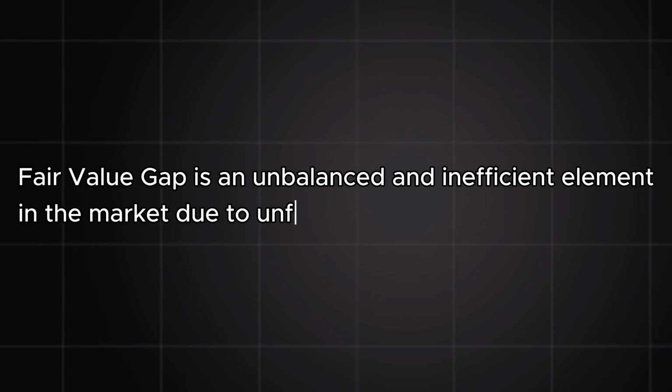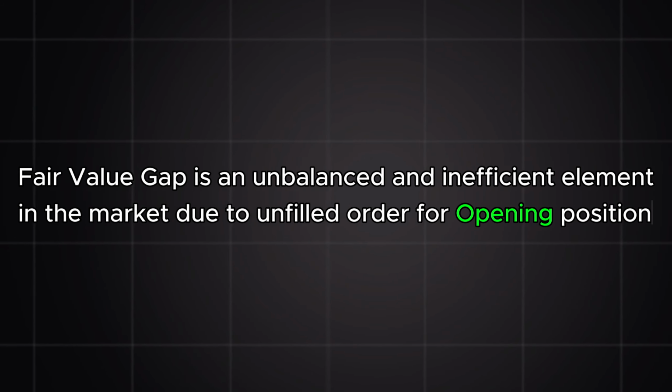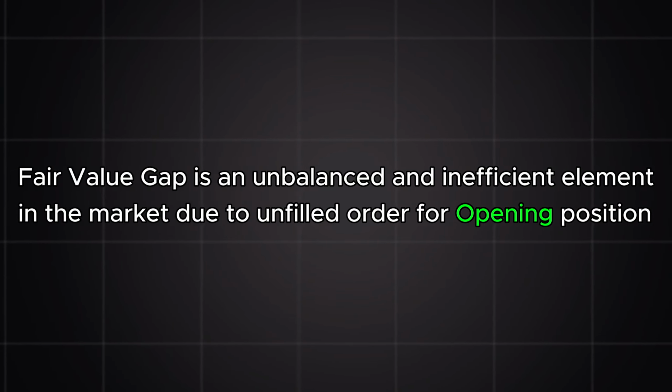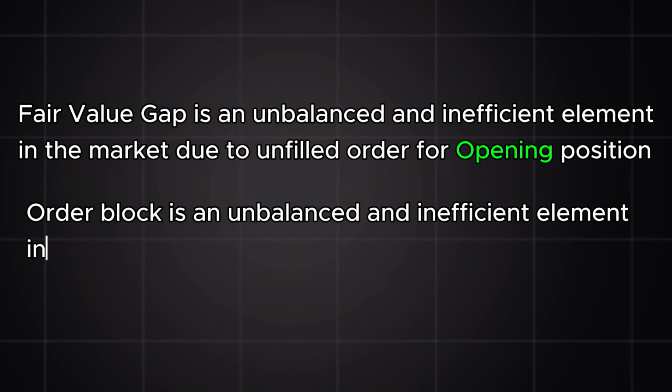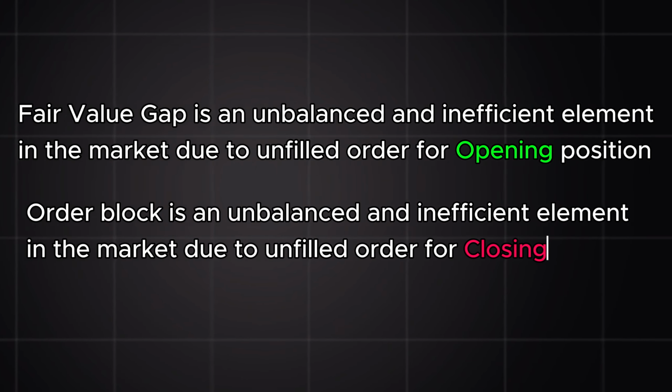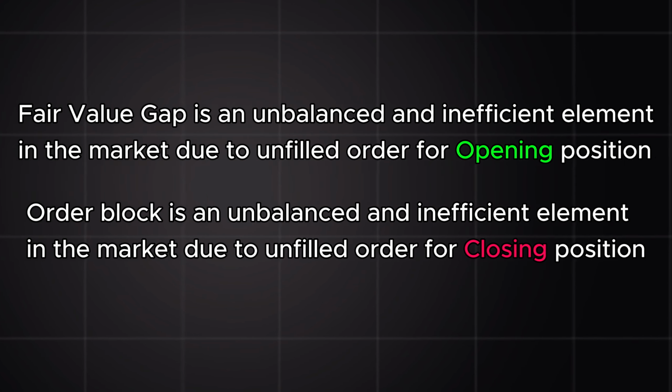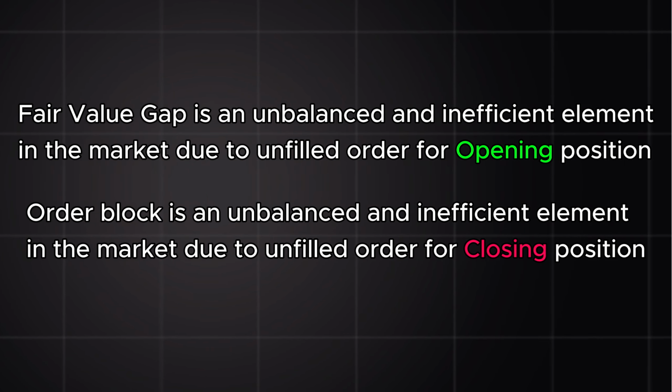In the end, we have the fair value gap is an unbalanced and inefficient element in the market due to unfilled orders for opening positions. Similarly, the order block is an unbalanced and inefficient element in the market due to unfilled orders for closing positions. It's important here to conduct your own analysis to understand this.